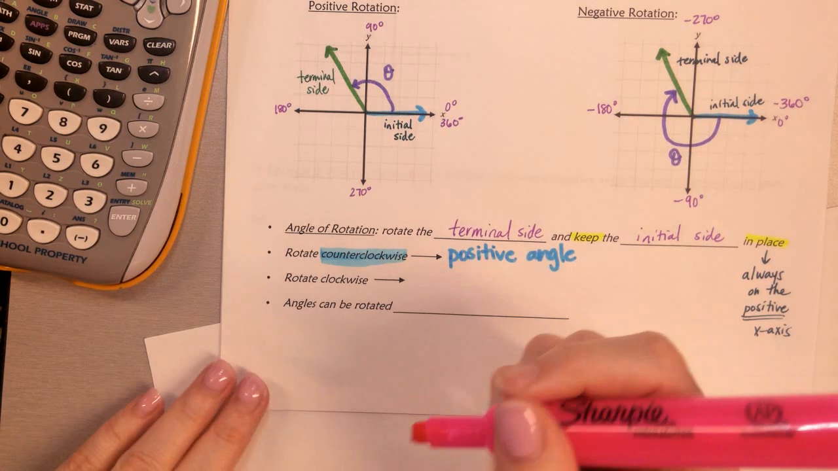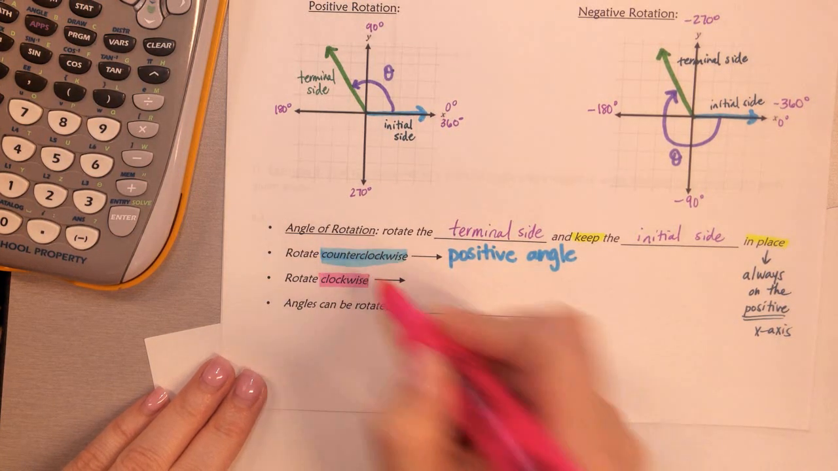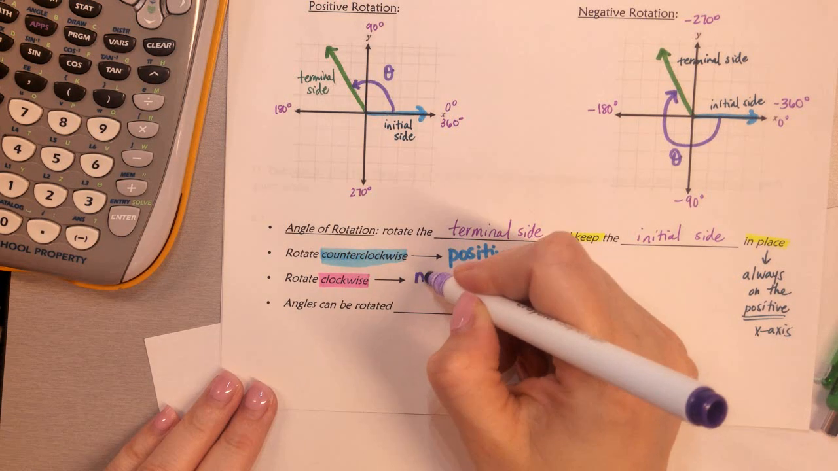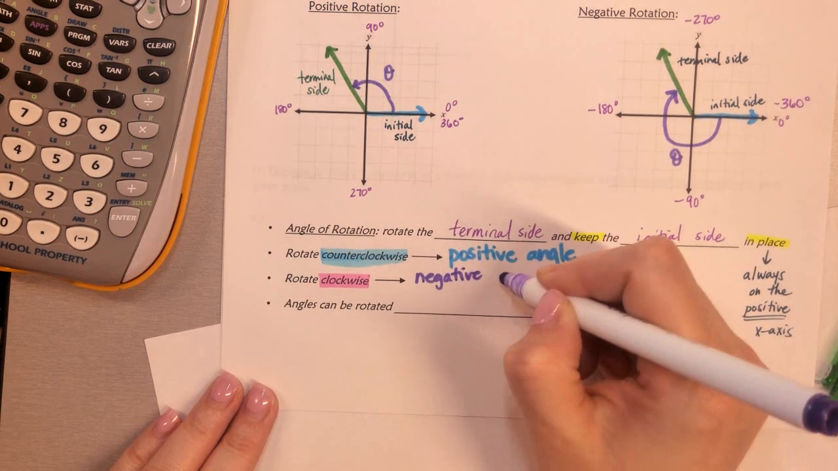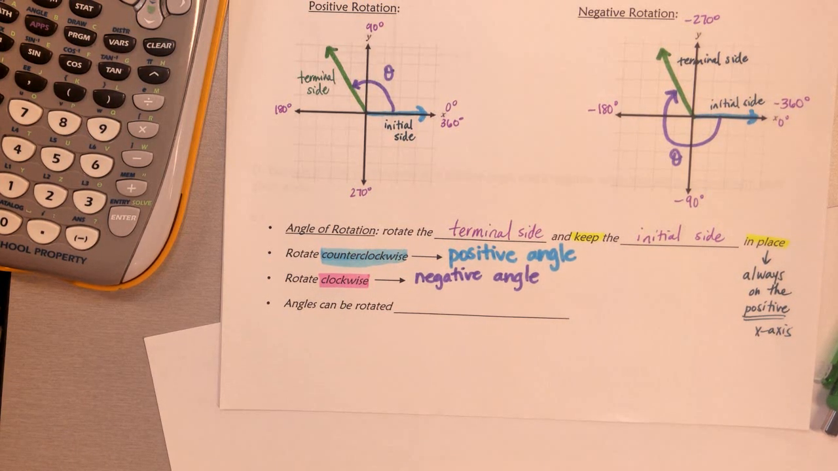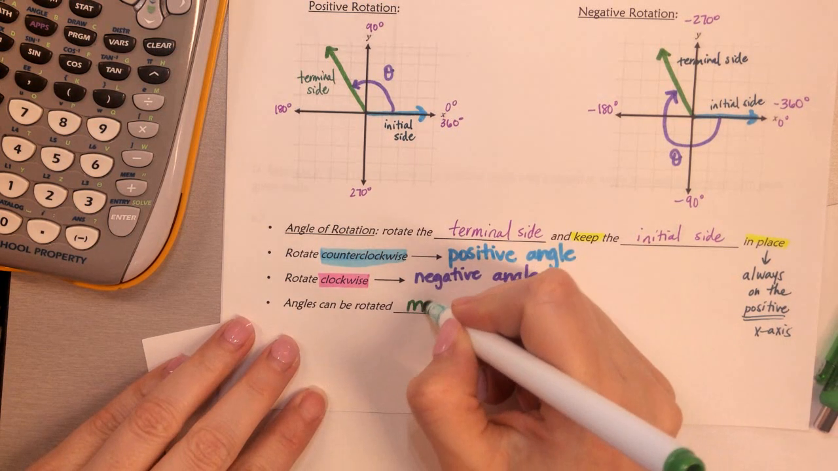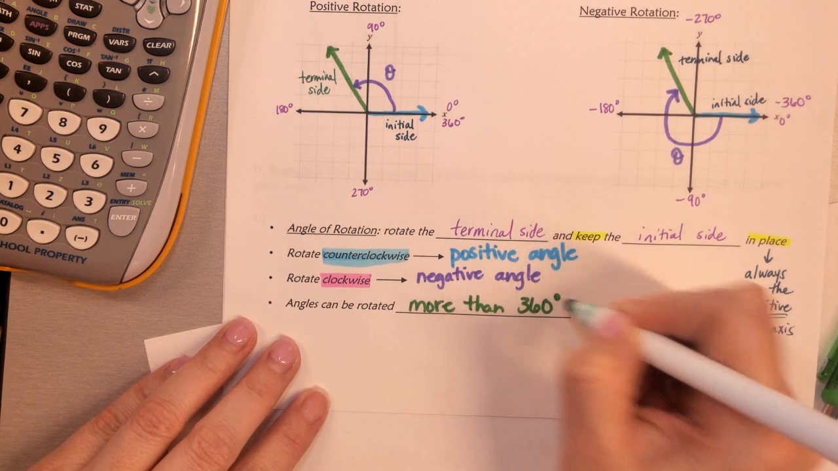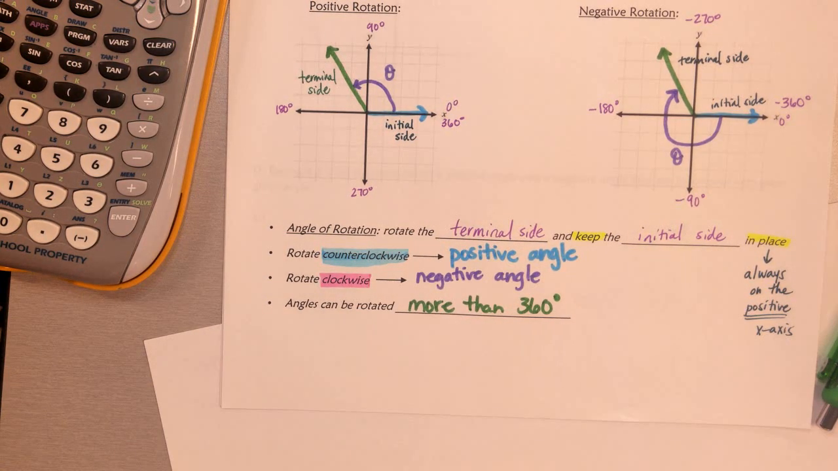And if you are rotating clockwise, that means you have a negative angle. Okay, and then something that you may have not done before is rotate an angle more than 360 degrees. So they can be rotated more than 360. What it does is it makes a spiral. So we're going to draw an example of that.